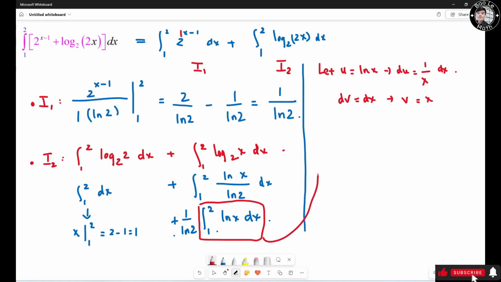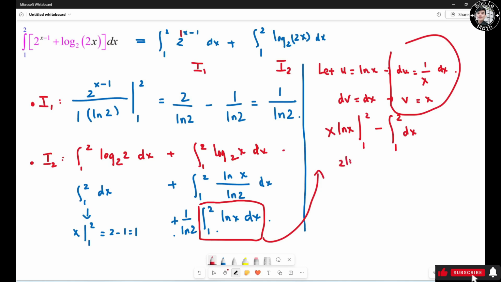So this guy becomes u times v, which means s times natural log of s evaluated from 1 to 2, minus the integral from 1 to 2 of v du, v right here, du right here, is going to be this guy right here, right? So you multiply this one, it's going to be ds, right? So substitute 2 over here, it's going to be 2 natural log of 2, and then substitute 1 over here, natural log of 1 equals 0, right? So I don't need to worry about this guy.